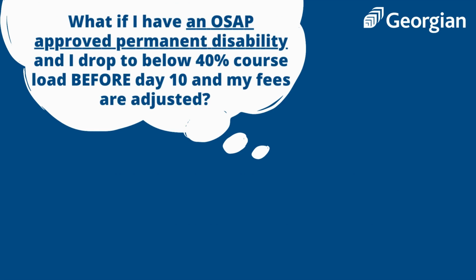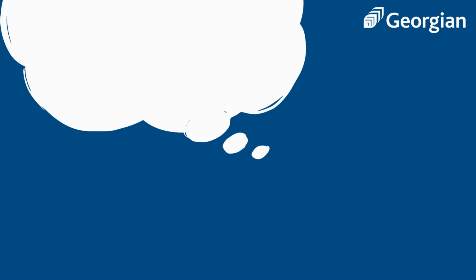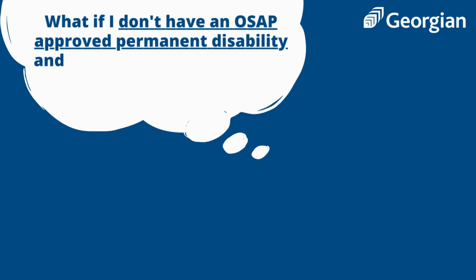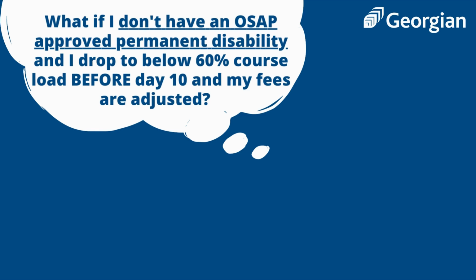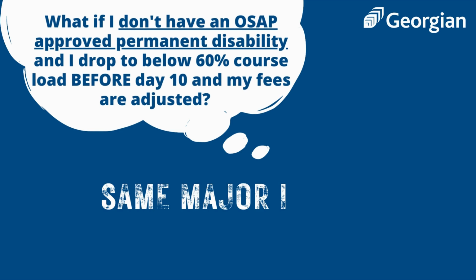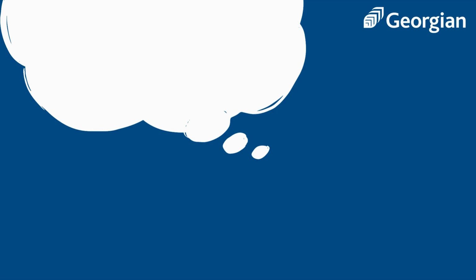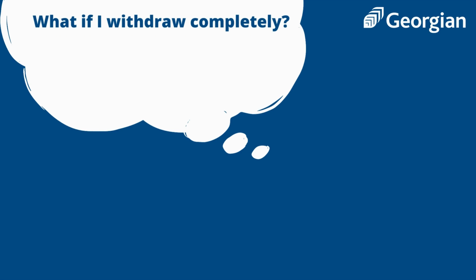What if I have an OSAP approved permanent disability and I drop to below 40% course load before Day 10 and my fees are adjusted? Major impact. What if I don't have an OSAP approved permanent disability and I drop to below 60% course load before Day 10 and my fees are adjusted? Same major impact. What if I withdraw completely?